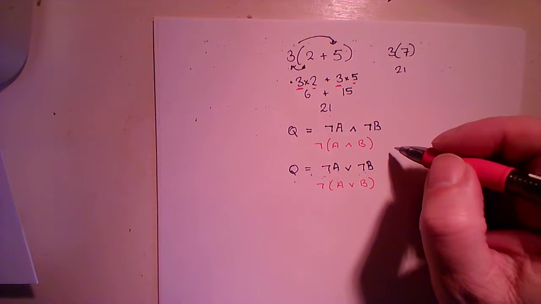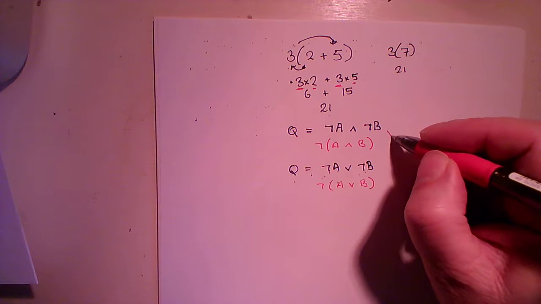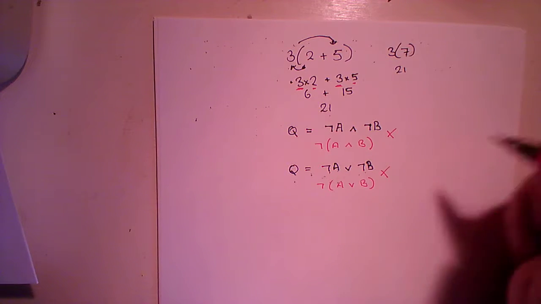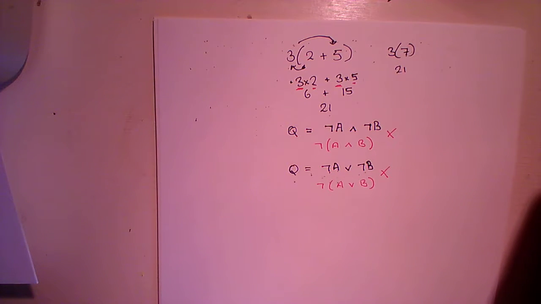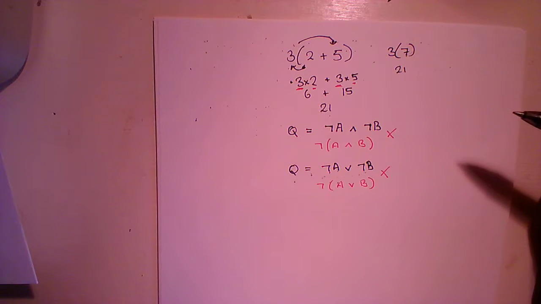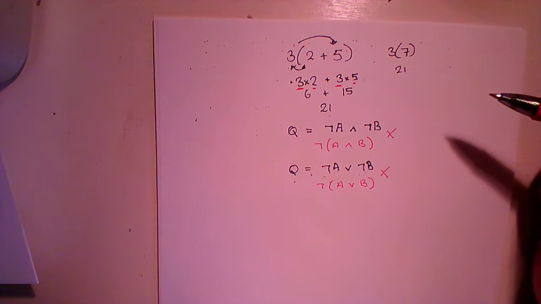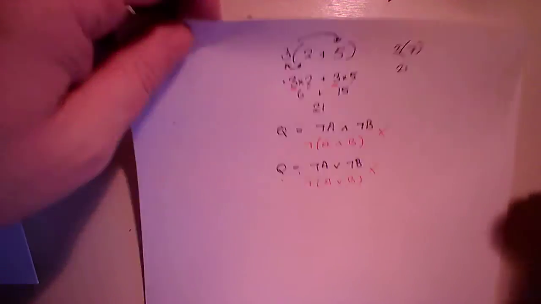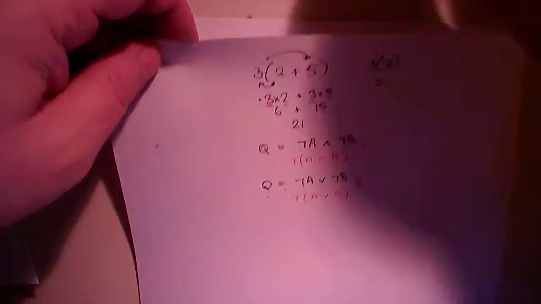However, in Boolean algebra, that is not correct. We can't do that. It gives us a different answer, and I'm going to go through what that is now. So let's take a look. Let's go back to just A and B.